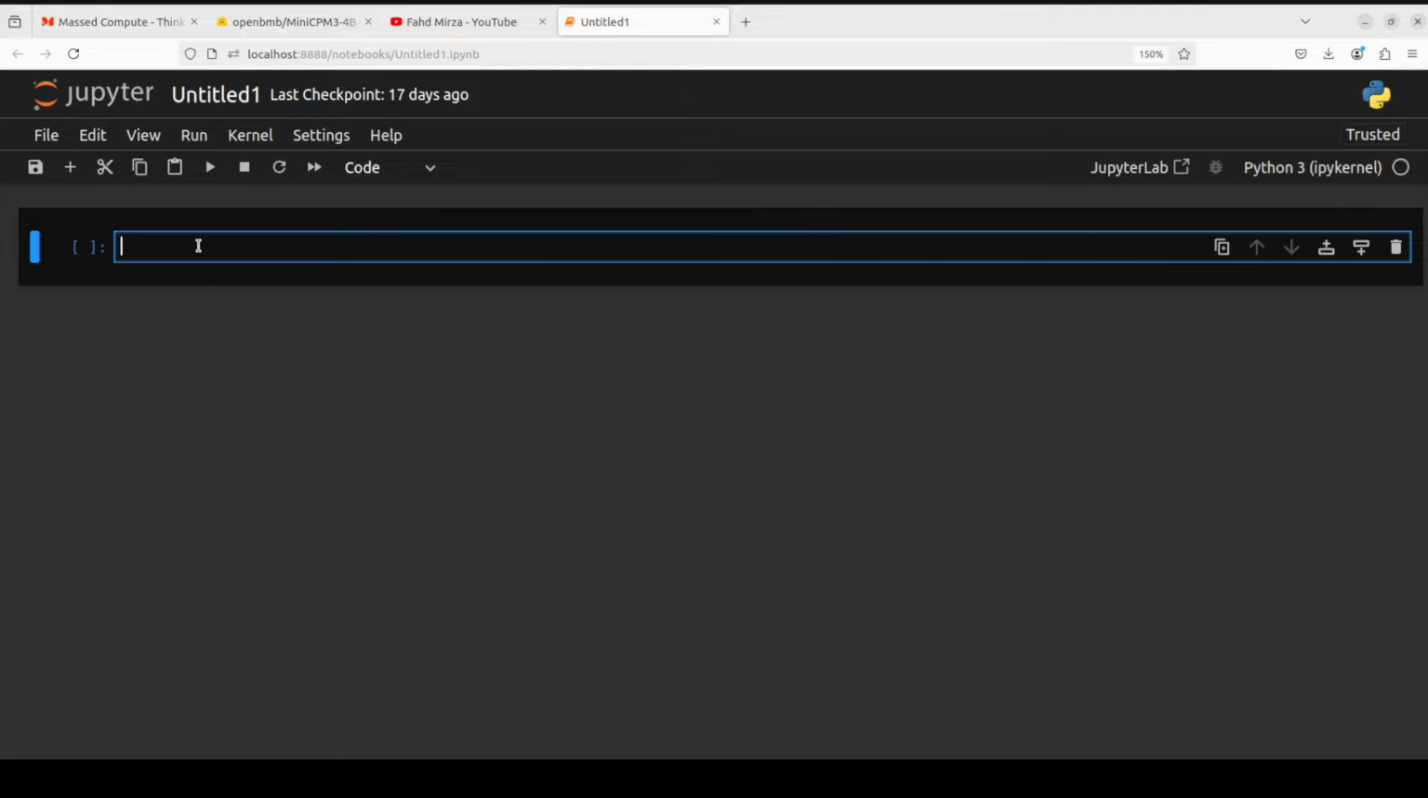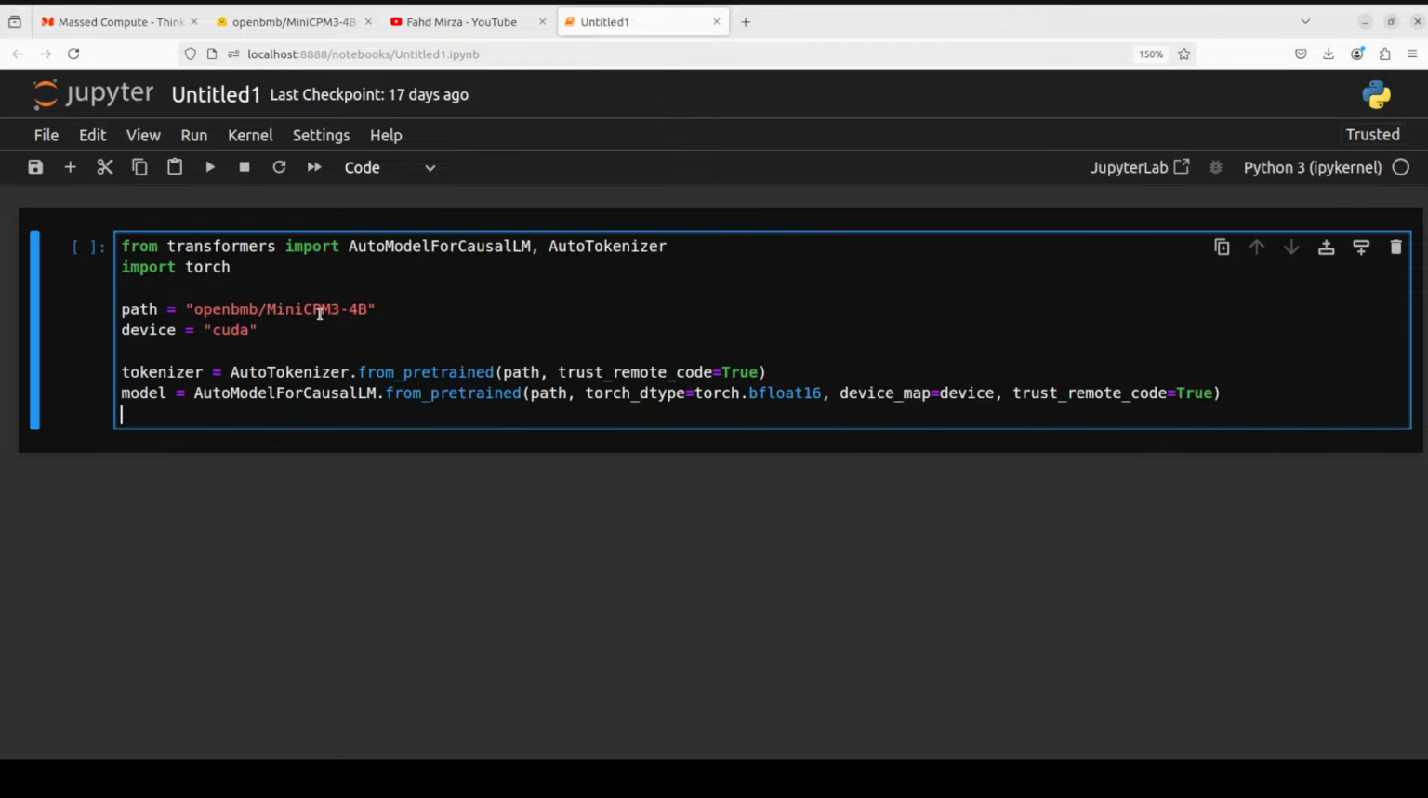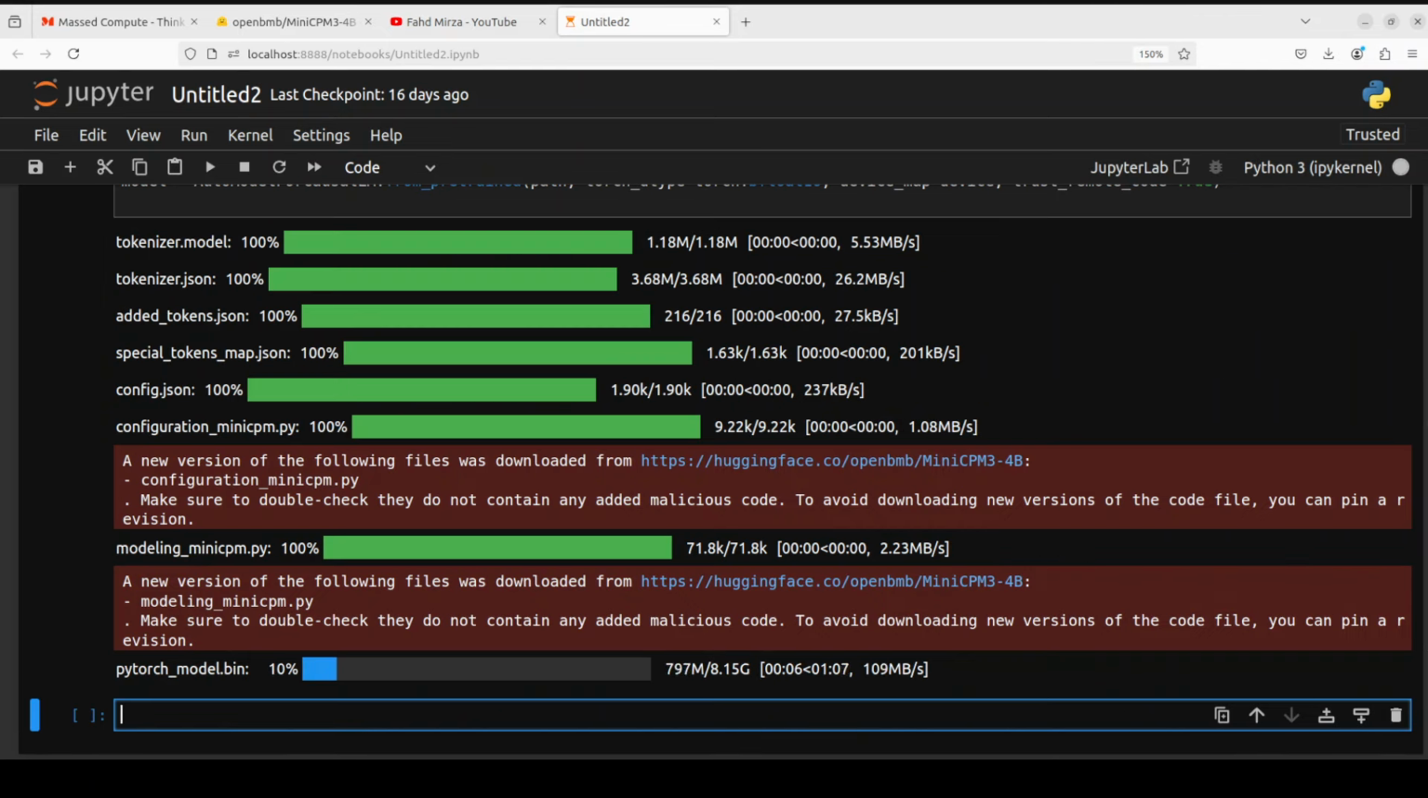So the notebook is launched. Let's import the libraries and then download this MiniCPM 4 billion model, both the tokenizer and the model. Let me download it. And the model has started downloading. It seems that the size is just over 8 gig. So let's wait for it to get downloaded.